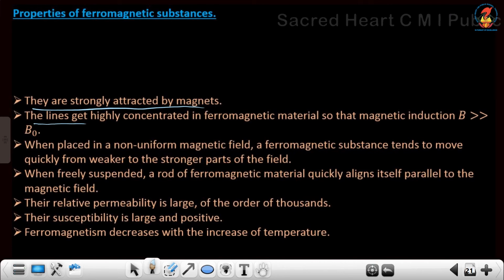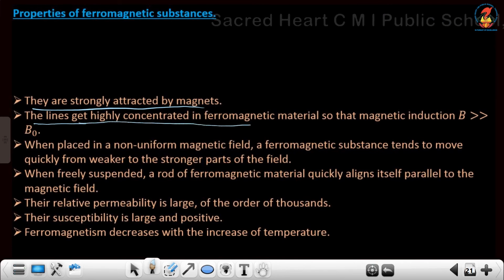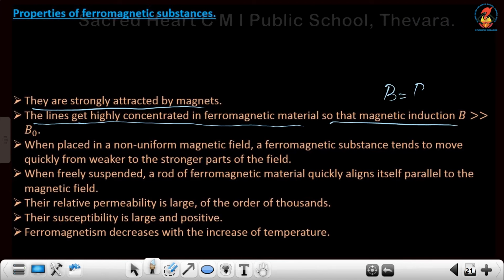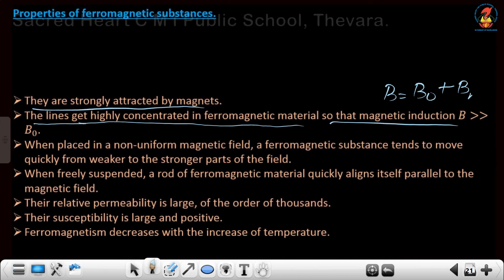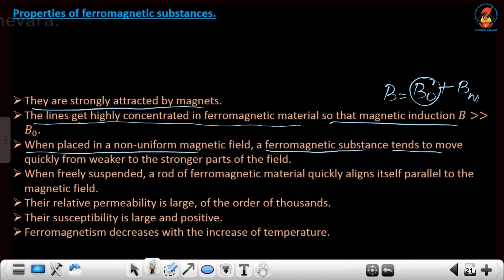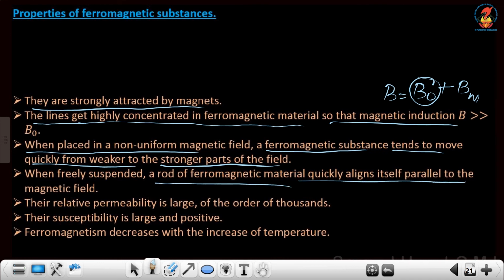Now, the lines of force, or magnetic field lines, get highly concentrated in ferromagnetic material. So, the magnetic induction B is equal to what? B0 plus Bm, which will be very much greater than B0. Next point, when placed in a non-uniform field like paramagnets, a ferromagnetic substance tends to move from a weaker field to a stronger region of the field. When suspended, a rod of ferromagnetic material quickly aligns itself parallel to the magnetic field.